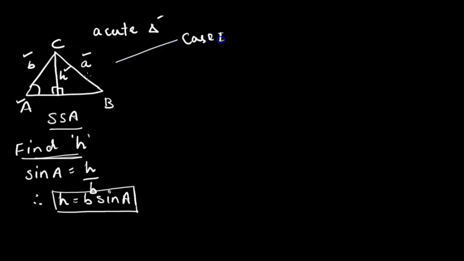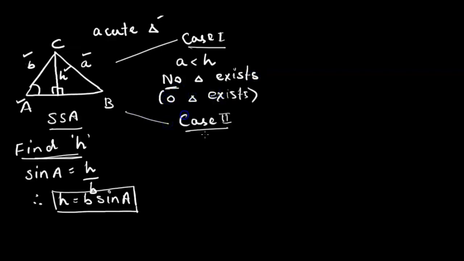Case 1 is if side a value is less than side h value, then the conclusion is no triangle exists. That means we cannot solve the question as we cannot draw a triangle. No triangle also means 0 triangles exist. Case 2 exists if we get the height value equal to the value of a. So if a is equal to h, then one triangle exists. So we would get only one solution for that particular question.